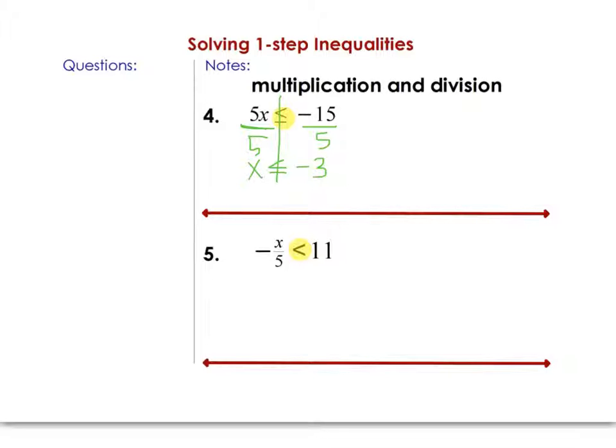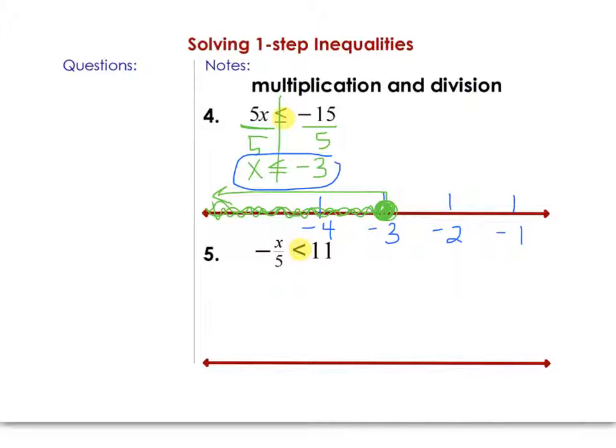So when I come to graph x is less than or equal to negative 3, I'm going to do a closed circle at negative 3. It says x is less than or equal to negative 3. I'm going to shade everything less than negative 3. You can shade with a squiggle or you can shade with an arrow.